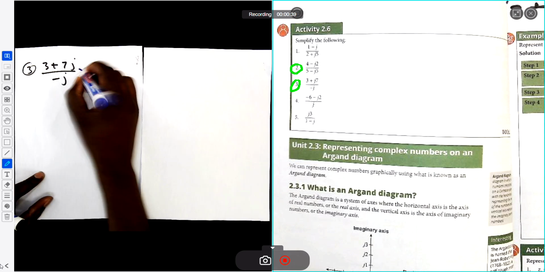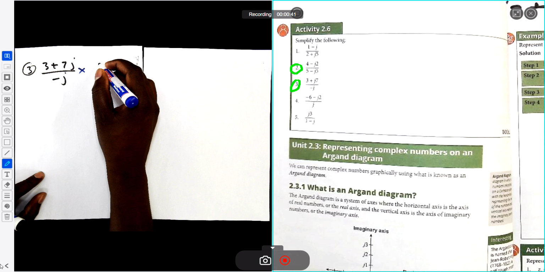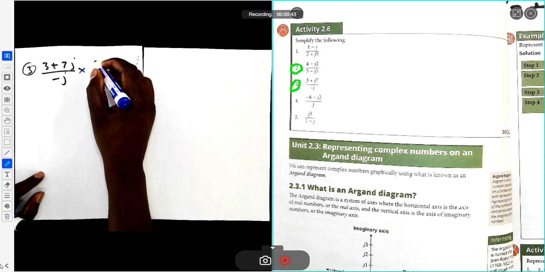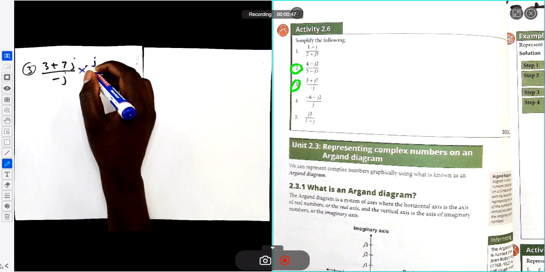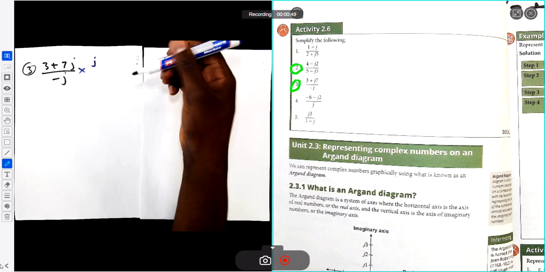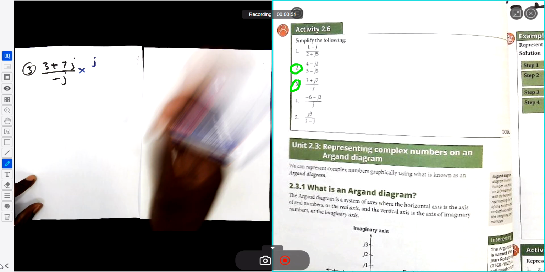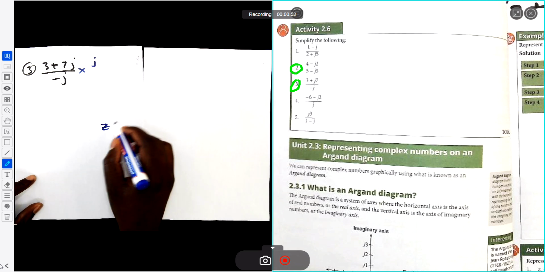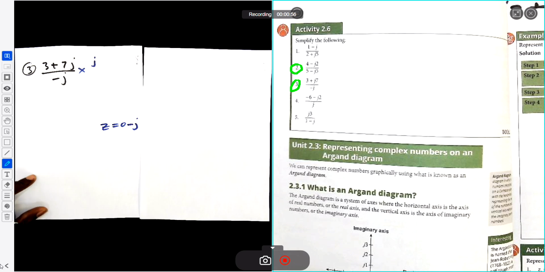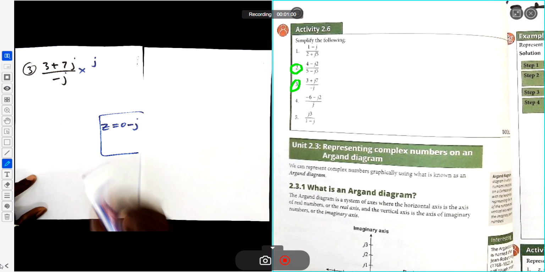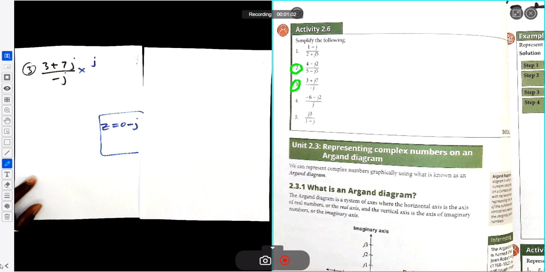But yeah, let us multiply by the conjugate of negative j. What is the conjugate of negative j? It is positive j. Remember, the real part is 0. The imaginary part was negative j. So the conjugate of that will be 0, positive j.